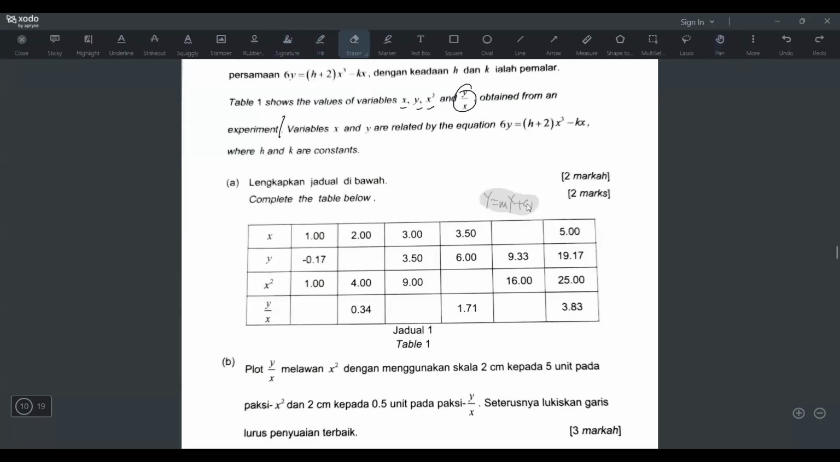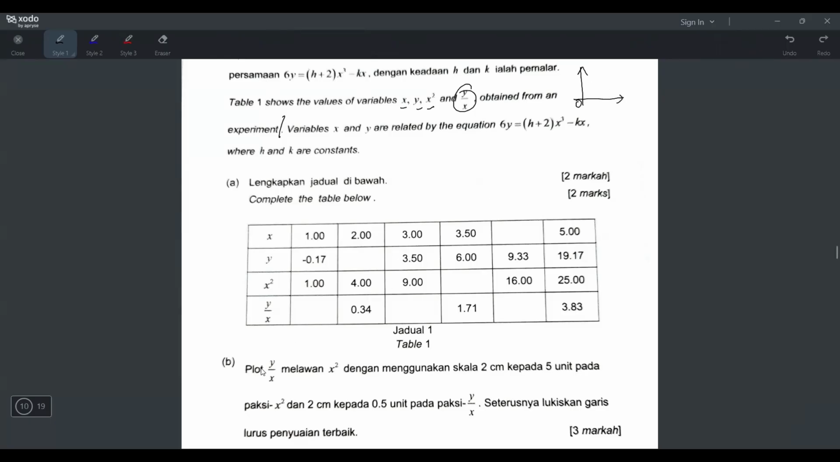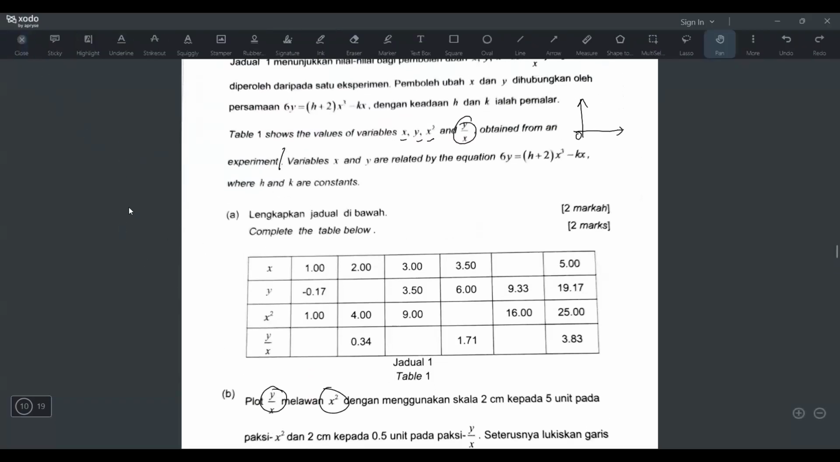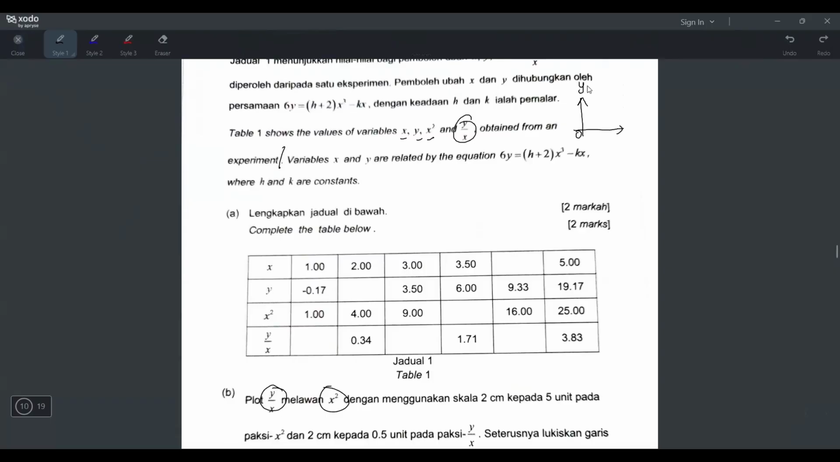Okay, all right, so now my job is to change this equation to y equals mx plus c. We can do that by referring to what the y-axis and x-axis are. We can straight away look at part B, because in part B, they will tell us to plot what against what, right? So y over x against x squared. That means they want the y-axis to be y over x, and they want the x-axis to be x squared. So now my job is to make sure my equation's y is the same as this y-axis, right? So you can see now it's not the same because now it's 6y, but I want it to be y over x. So the 6 I don't want, right?